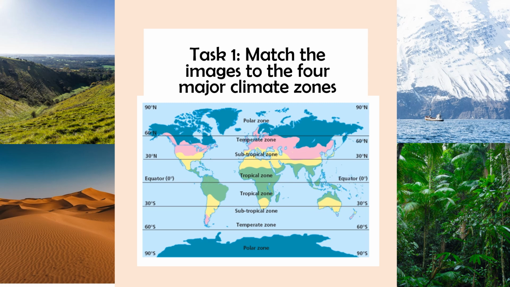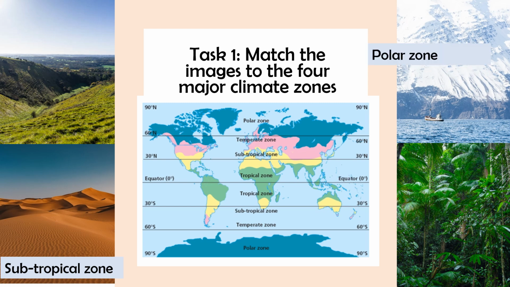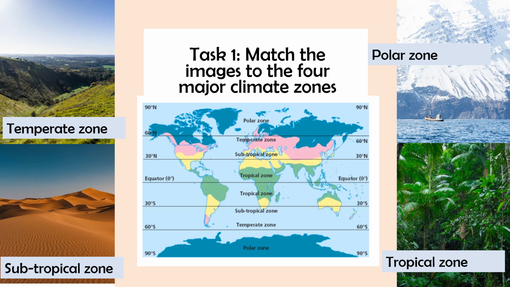Okay, so how did you do? So as you can see in this image, the subtropical zone is the kind of desert region. Then you've got the polar zone, which is that very cold kind of environment. And then you've got the tropical zone, where there are a lot of those huge tropical rainforest kind of trees. And here you've got the temperate zone.